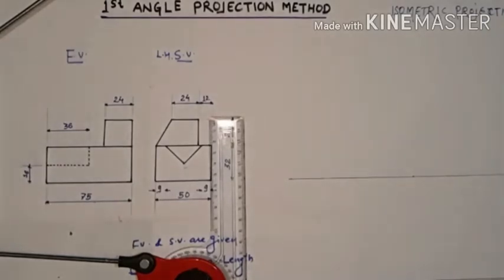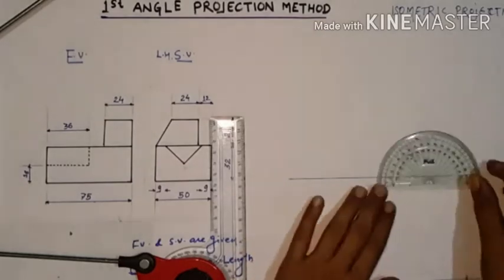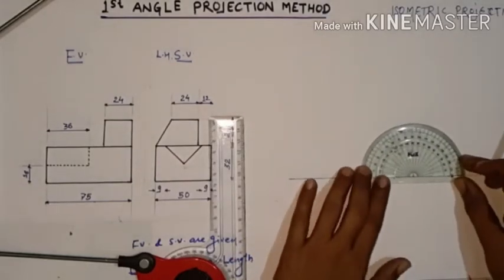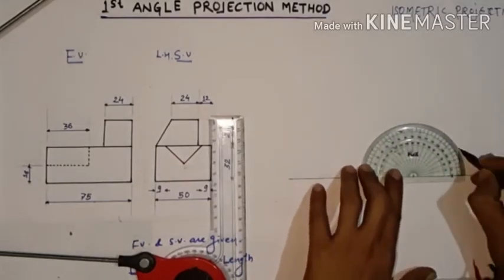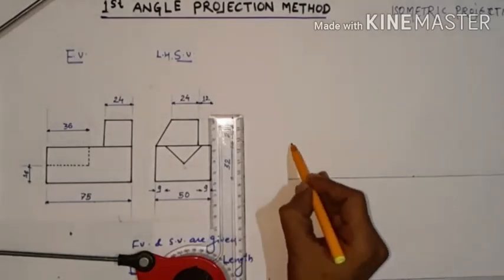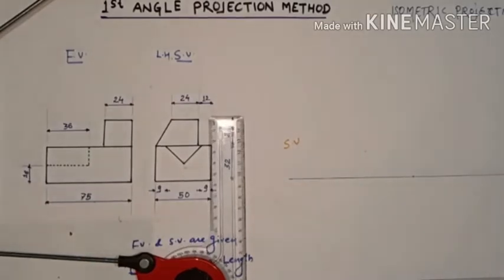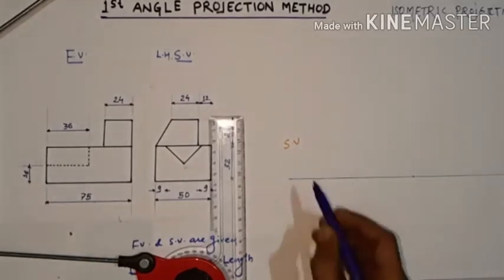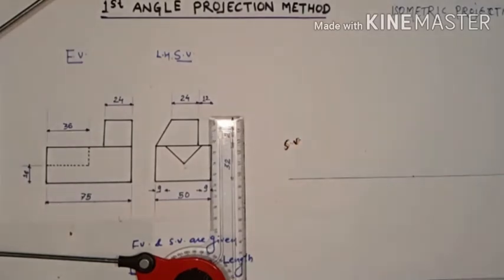Select a point and take a 30 degree angle from both sides. Now where do we put the dimensions? Previously I said that this side is your side view. Remember, this side shows your side view. So this is your side view. And what about this? This side shows your front view.